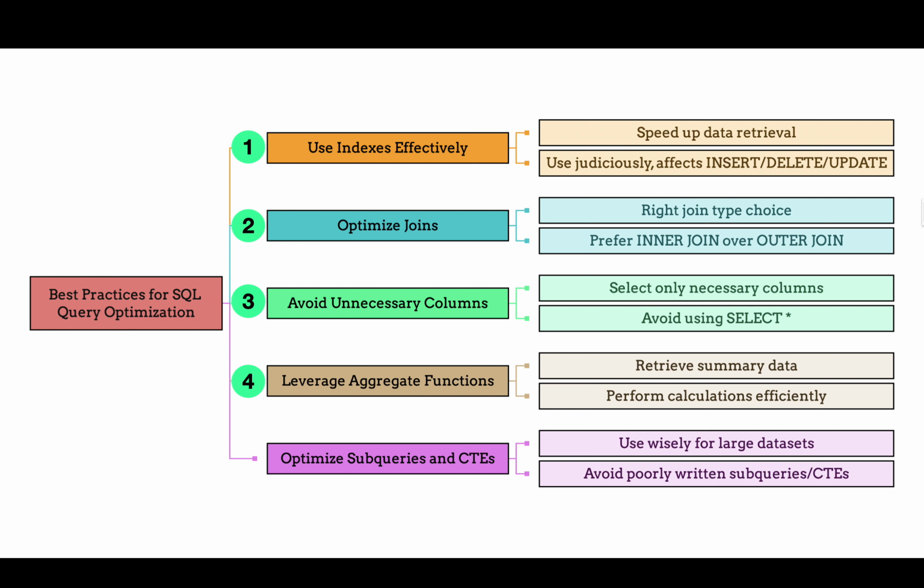4. Leverage aggregate functions. Aggregate functions can be used to retrieve summary data and perform calculations. When used properly, they can minimize the amount of data to be processed. 5. Optimize subqueries and CTEs. Subqueries and CTEs should be used judiciously. Poorly written subqueries or CTEs can lead to significant performance degradation, especially in large datasets.